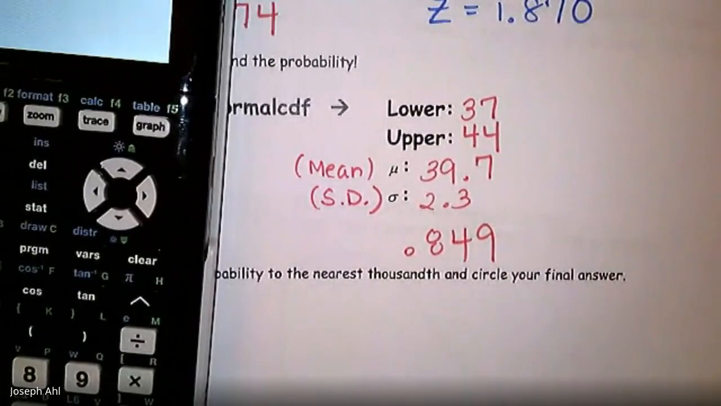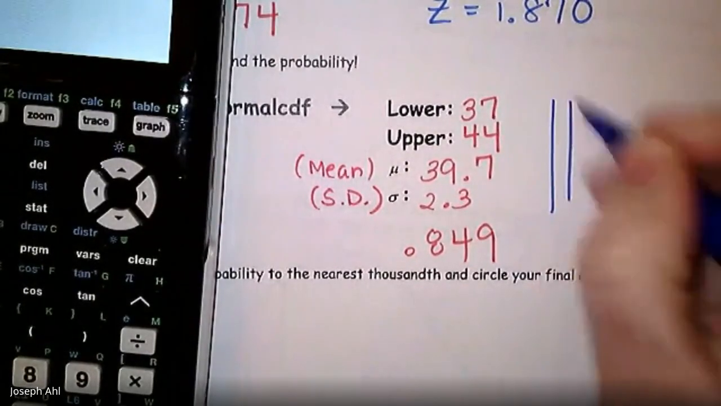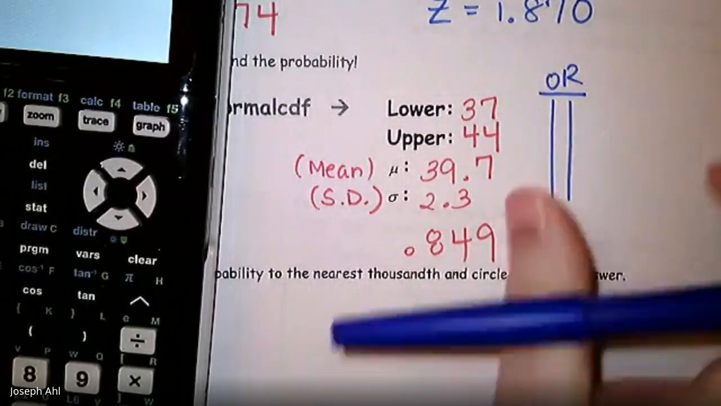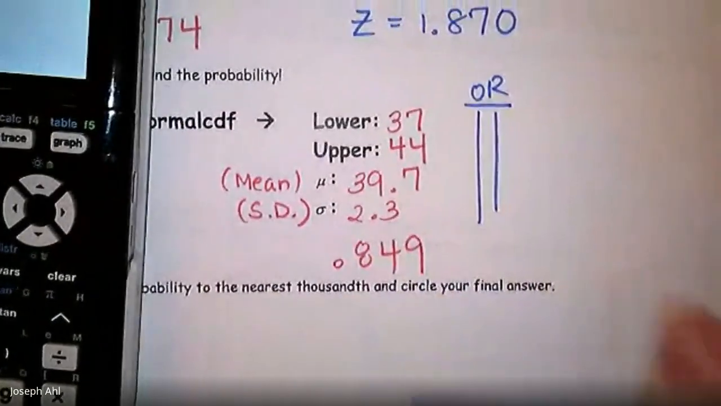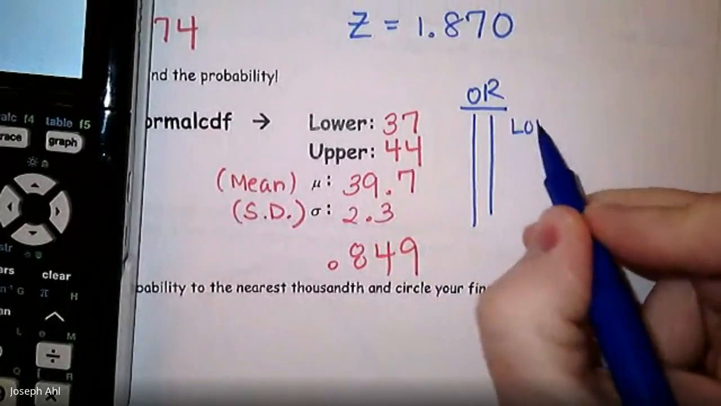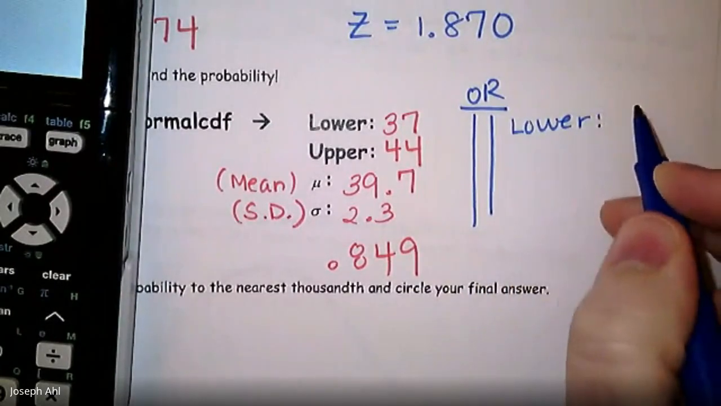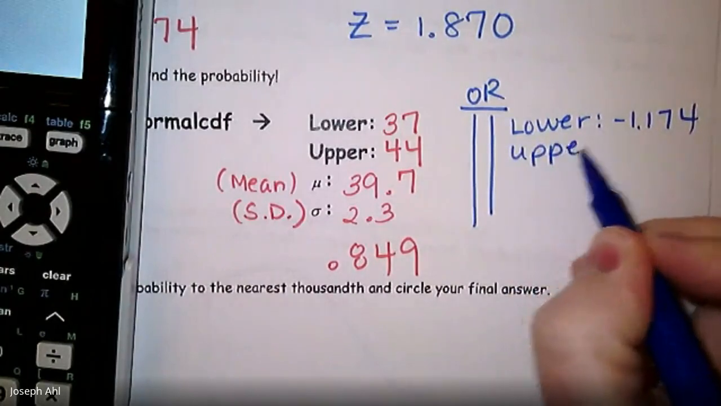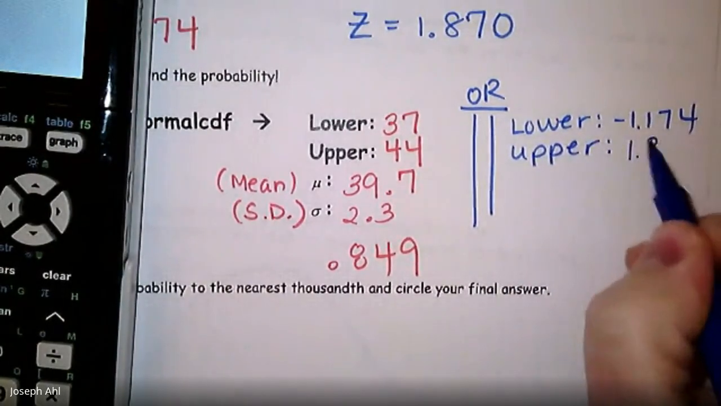Of course, there's another way of doing it. So just to show you another path that we could take, we could actually type in the z-scores that we calculated. So the lower z-score was negative 1.174. The higher z-score is 1.870.